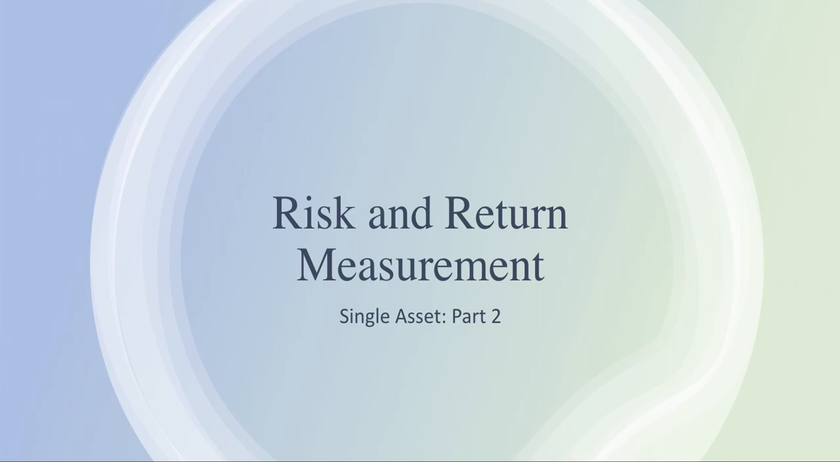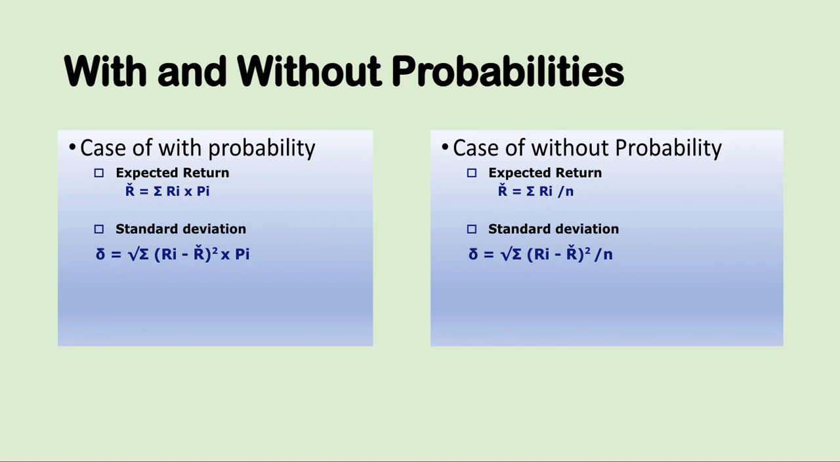Alright, so in this video, I'm going to show you how to calculate risk and return for single asset part 2. These are the formulas to calculate the expected return and standard deviation for the case of with and without probabilities. In the last video, I showed you how to calculate the expected return and standard deviation for the case of with probability.